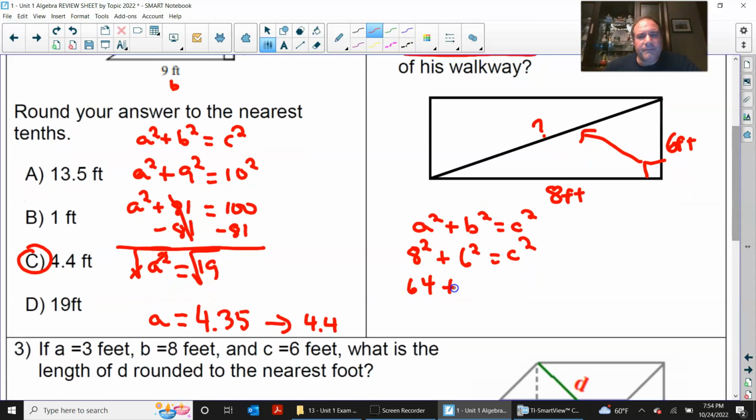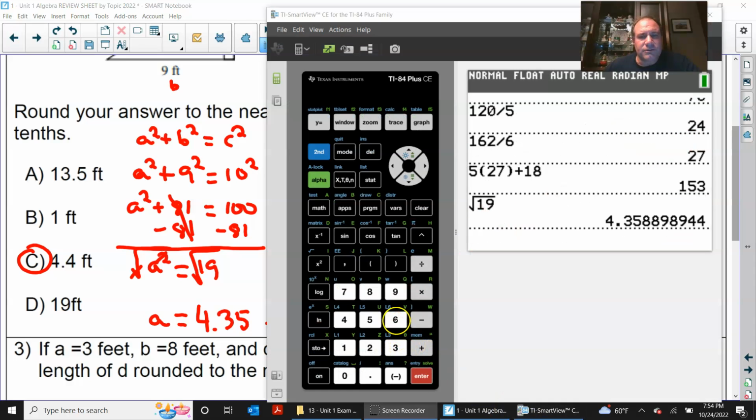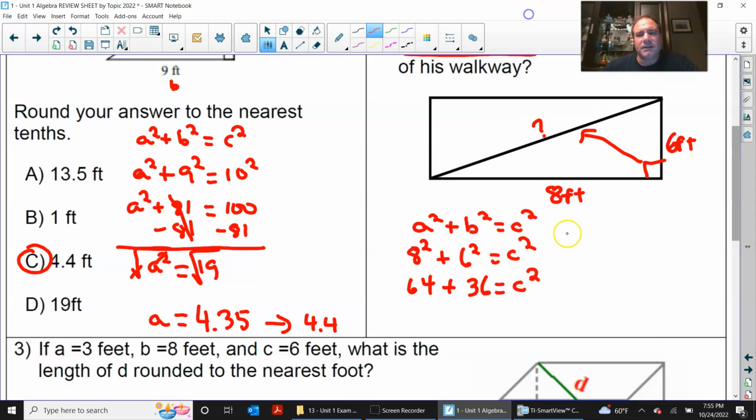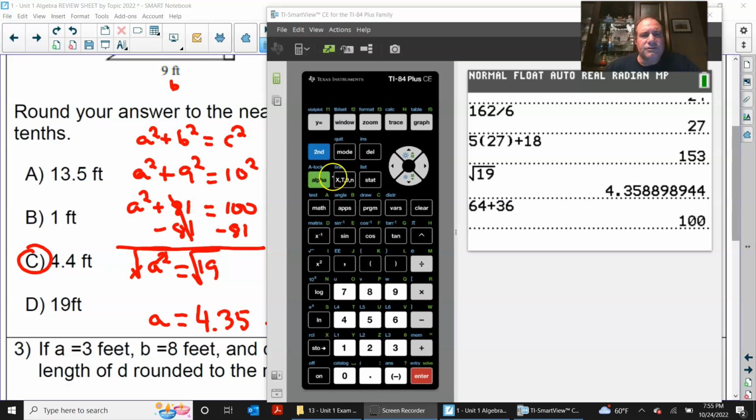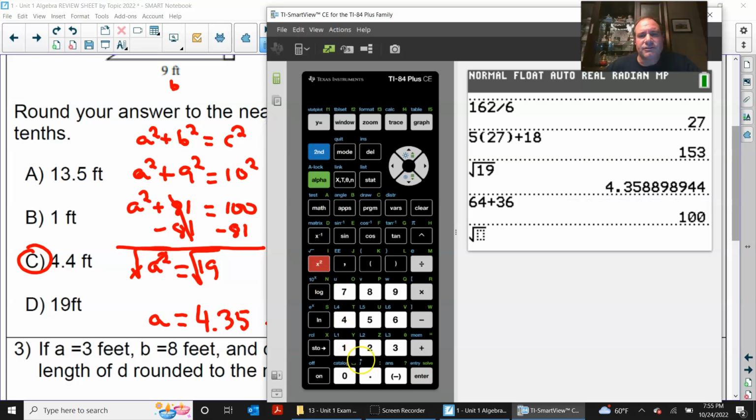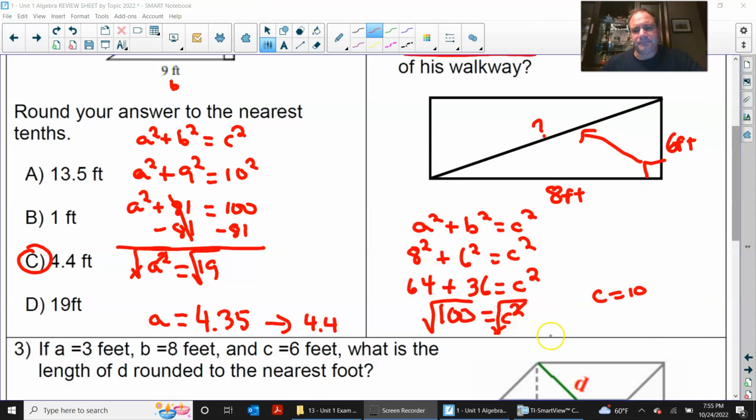So I have 64 plus 36 equals C squared. And 64 plus 36, just want to make sure it is exactly what I'm thinking, is 100. Equals C squared. You square root both sides because the opposite of squared is square root, and you have C equals 10. Just remember, when you put the square root in, you press second function x squared, which is square root, and you put 100 in, you press enter, you get 10. So just put 10 feet.